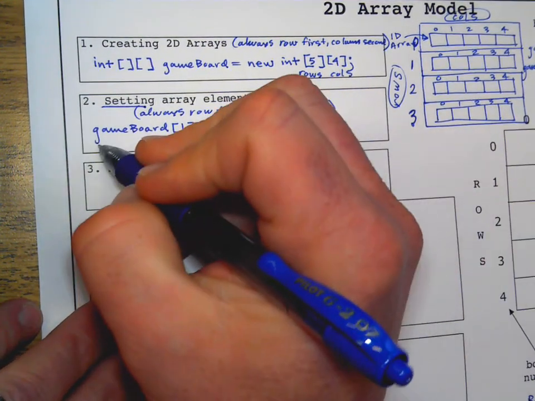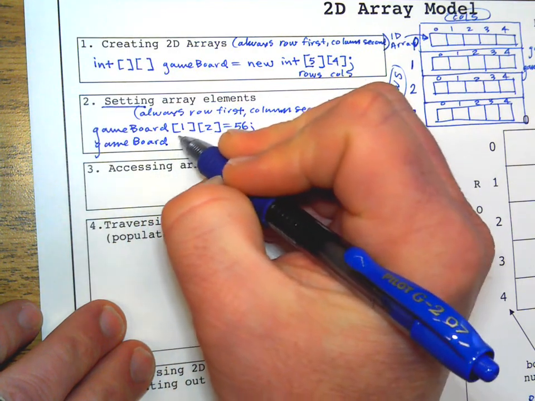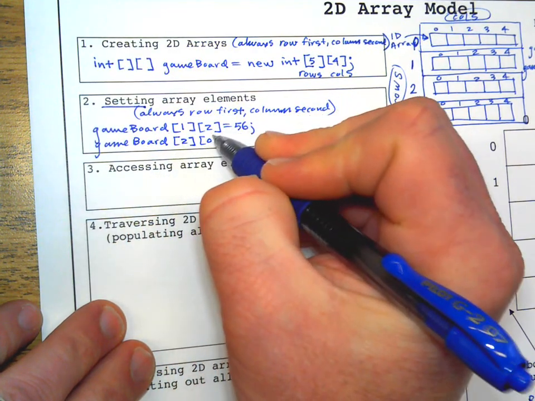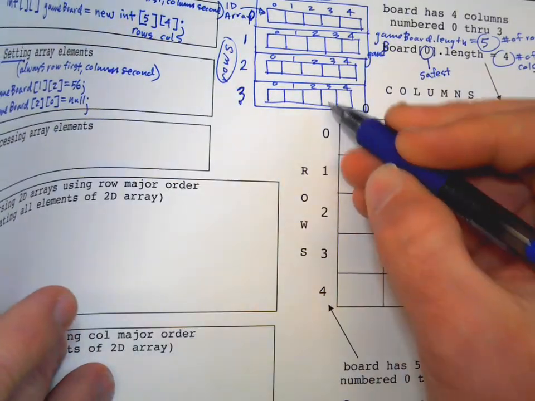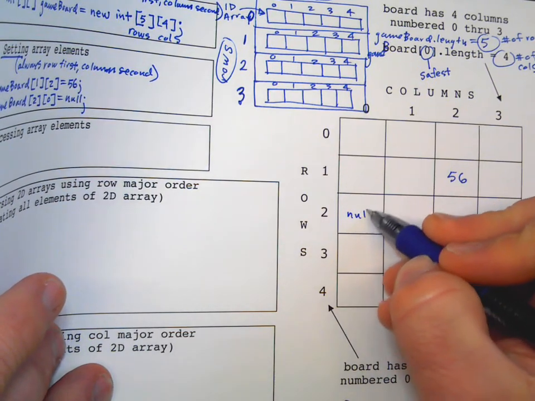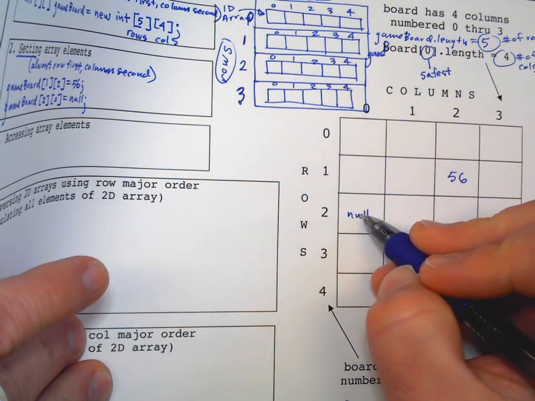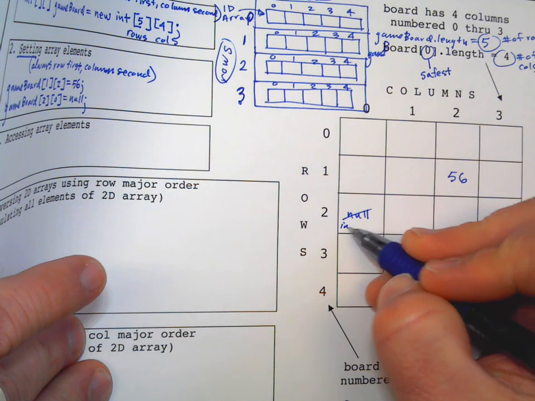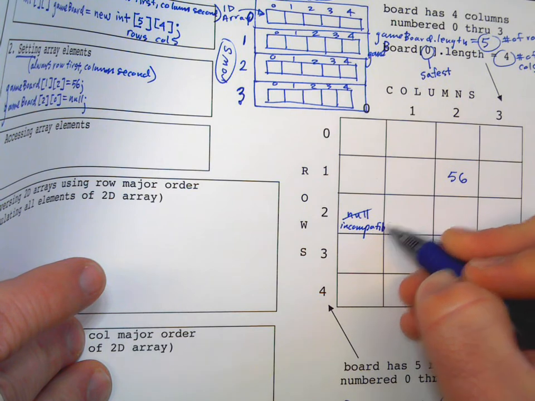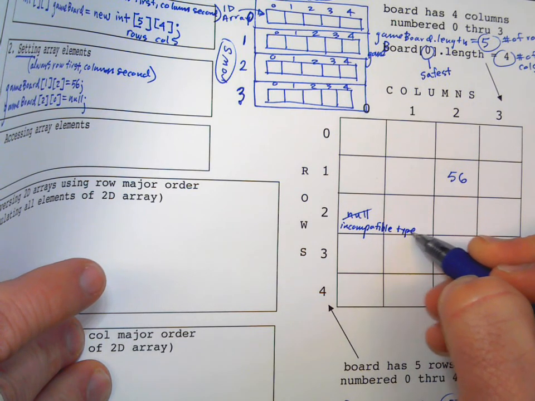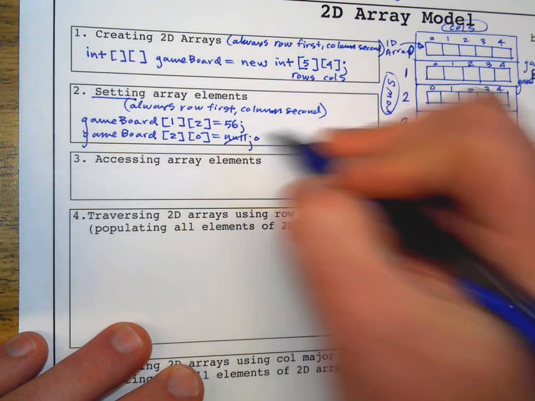If you were to do game board 2 0 and say equals null, then that would be row 2, column 0. That would be right here. Now, honestly, we can't put null into an array of ints. If you tried to do this in your code, we'll try and do it actually. It gives you incompatible type, which is an error that we should be more familiar with. It'd be better to put 0. Okay, so we put 0 there.